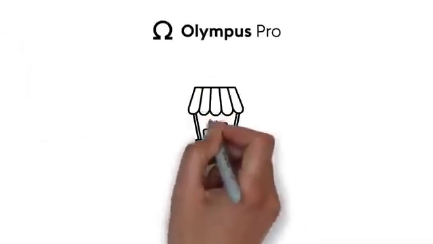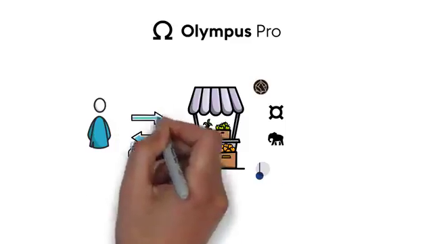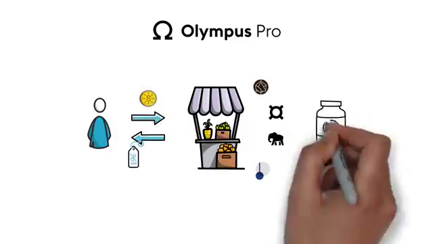Olympus Pro also launched a dedicated marketplace for selling bonds. Investors will be able to use this marketplace to buy tokens of different protocols at a discount in exchange for other assets that can then become a part of the protocol's treasuries.